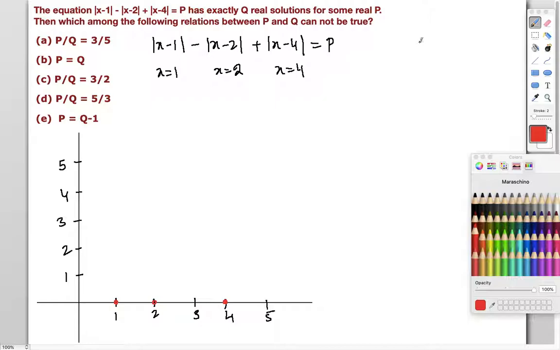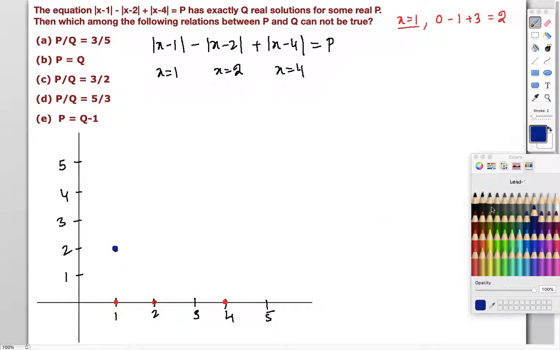So at x = 1, if you substitute x = 1, what is the value of p? |1 − 1| is 0, |1 − 2| is equal to plus 1 and |1 − 4| is equal to plus 3. So I'll get this equal to 2. So at x = 1, p is equal to 2. I'll mark the point at x = 1, p = 2. Let's mark this point here.